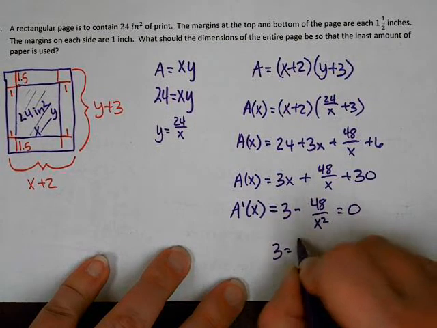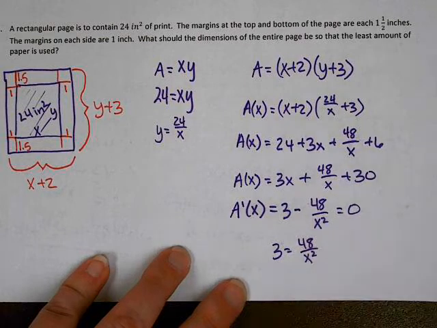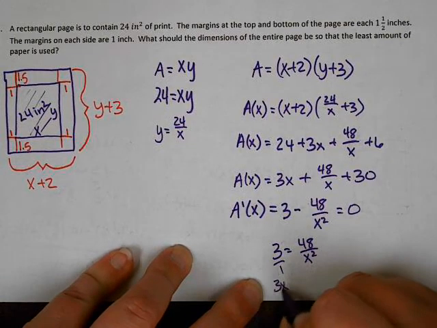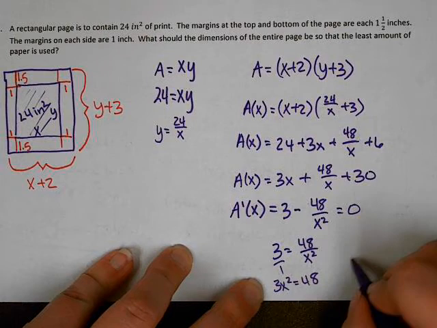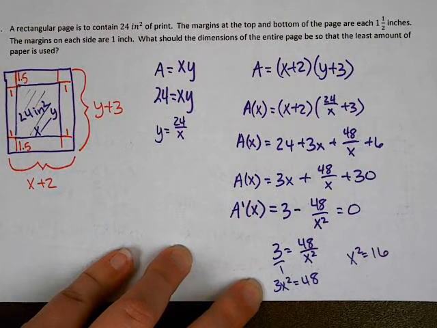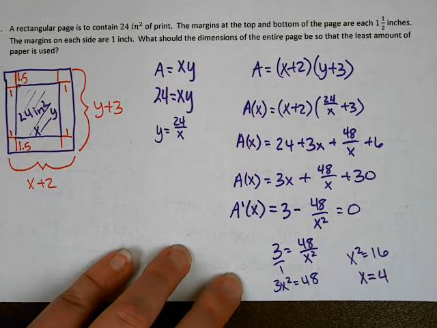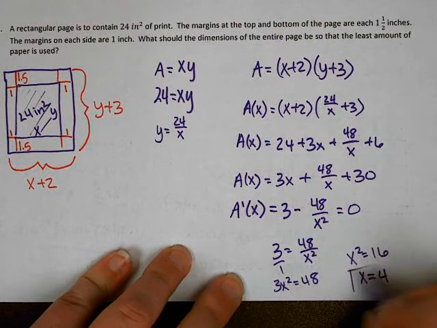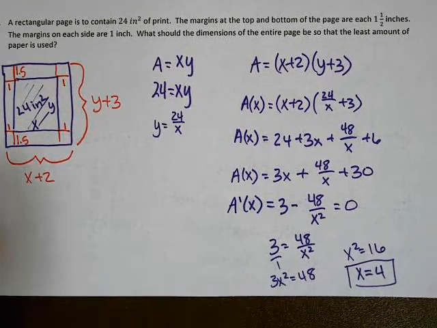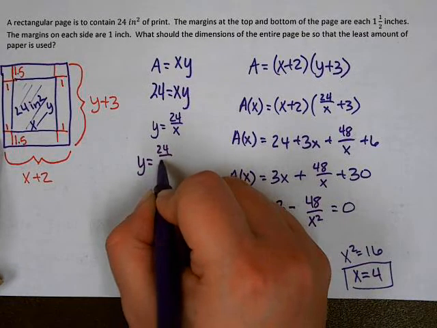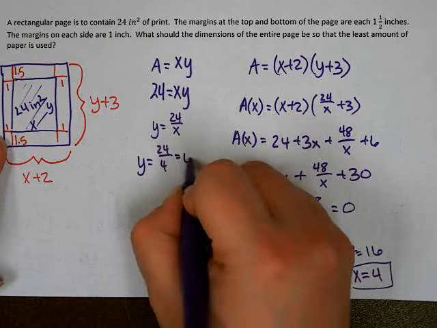So I get 3 is equal to 48 over x squared. If you need to put a 1 there, put a 1 there, and we're going to cross multiply. All right, so we get that 3x squared is equal to 48. So x squared is equal to 16, which means that x is 4. Now technically it would be negative 4 as well, but we're talking about the picture here, so it can't be negative. But we get that x is equal to 4. So we can go back to this equation here, and we can plug that in. So 24 over 4, we get that y is equal to 6.